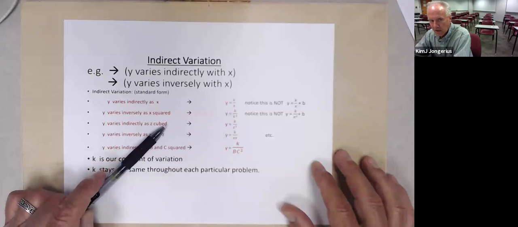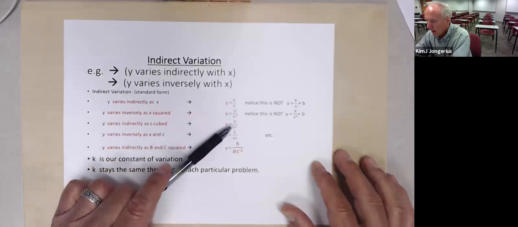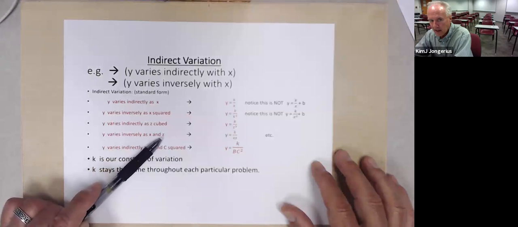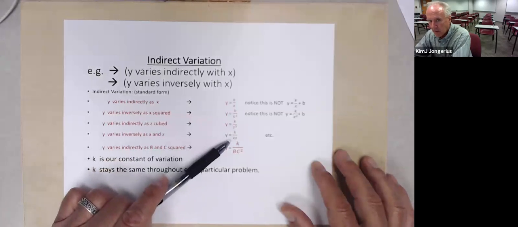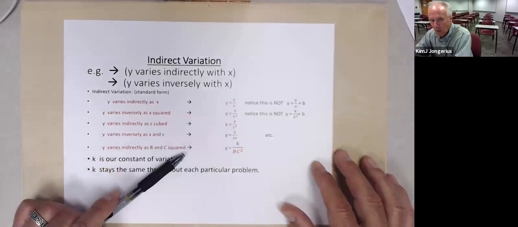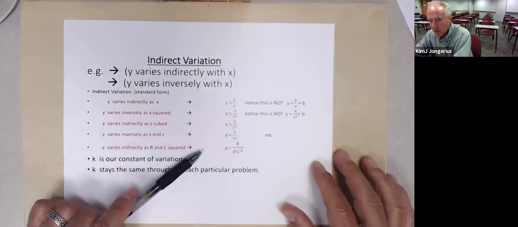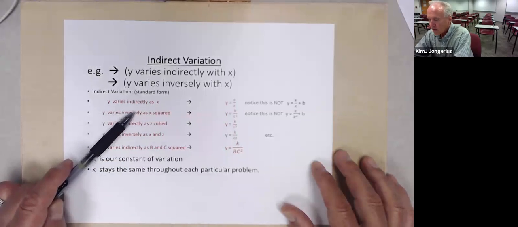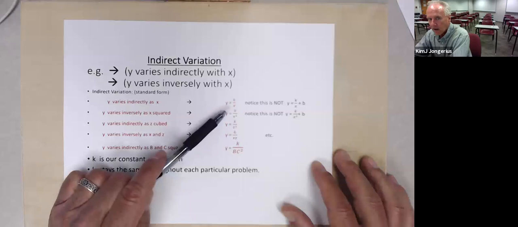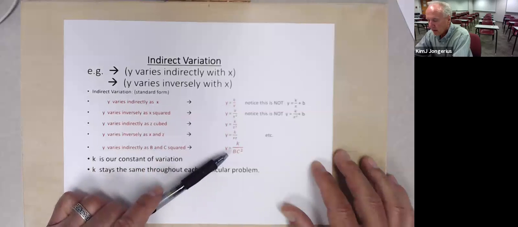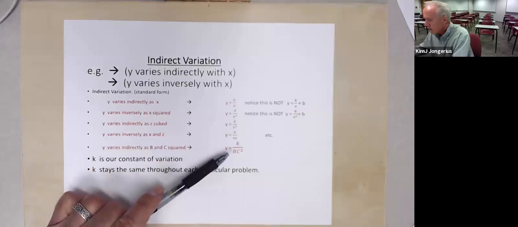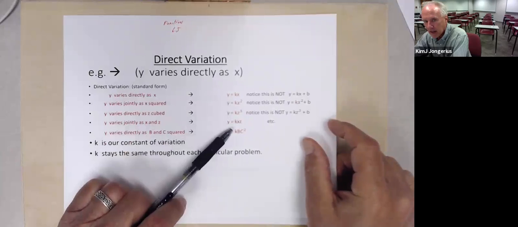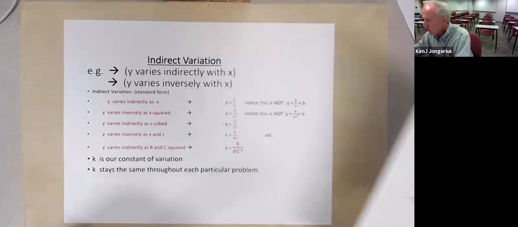If y varies indirectly as z cubed, it would be k divided by z cubed. Y varies inversely as x and z would be k divided by x and z. Y varying indirectly as b and c squared, k divided by b and c squared. Notice all of these are indirect. All of them are k divided by something. That was opposite of what we had last time we met. Direct, they were all k times something. It's important to keep those two straight.